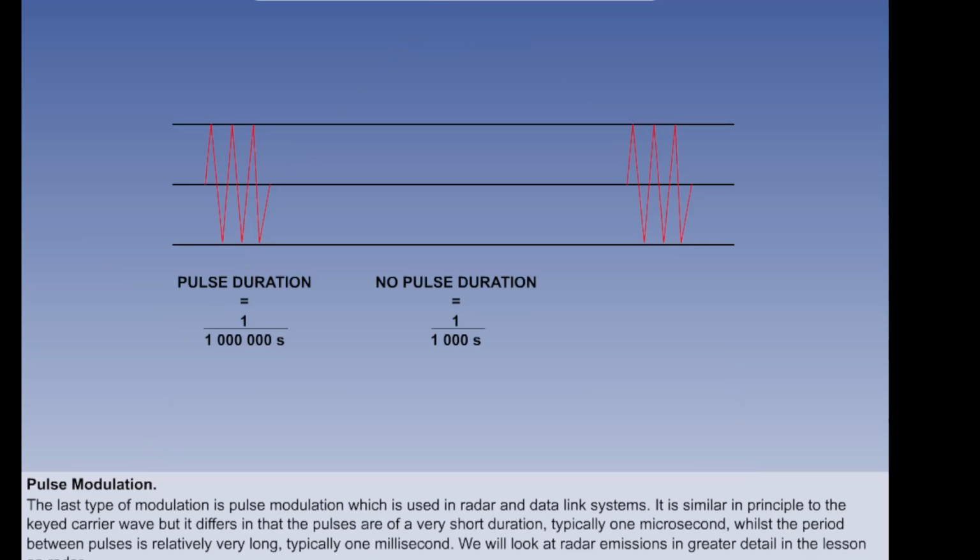The last type of modulation is pulse modulation, which is used in radar and data link systems. It is similar in principle to the keyed carrier wave, but it differs in that the pulses are of a very short duration, typically 1 microsecond, whilst the period between pulses is relatively very long, typically 1 millisecond. We will look at radar emissions in greater detail in the lesson on radar.